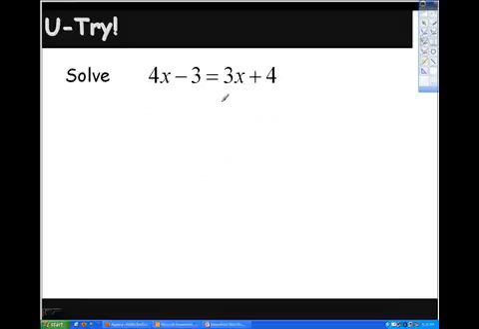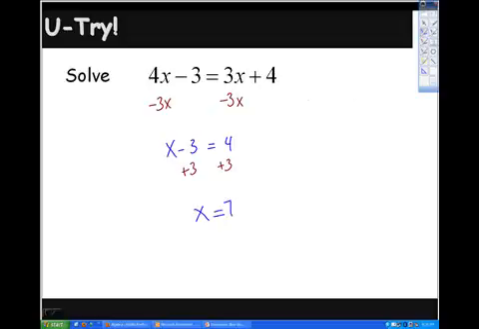All right, I want to get all the x's on one side. So I'm going to subtract 3x from both sides. That'll give me x minus 3 equals 4. When we add the 3 to both sides, we isolate x, which is what we're trying to do all the time when we solve. X equals 7.